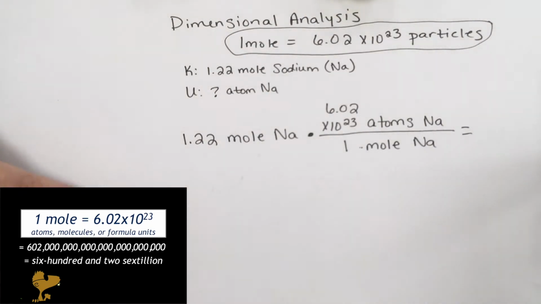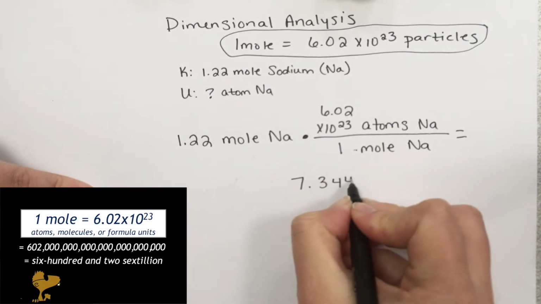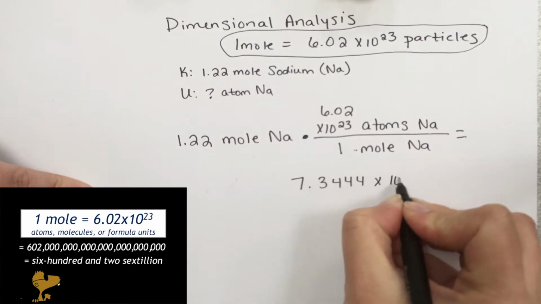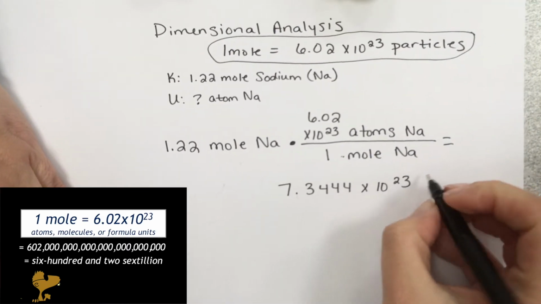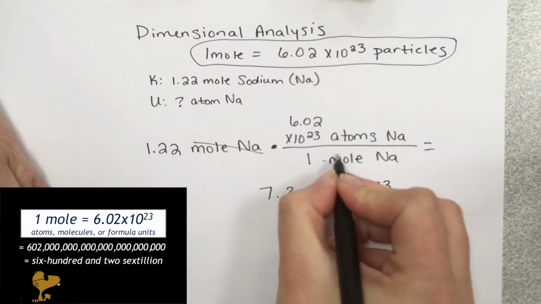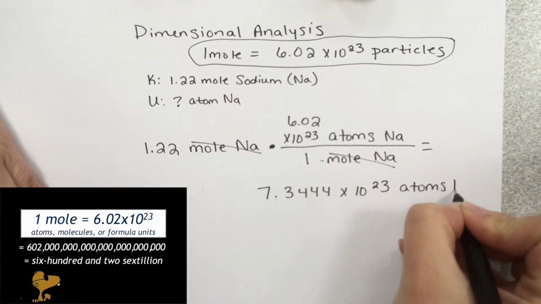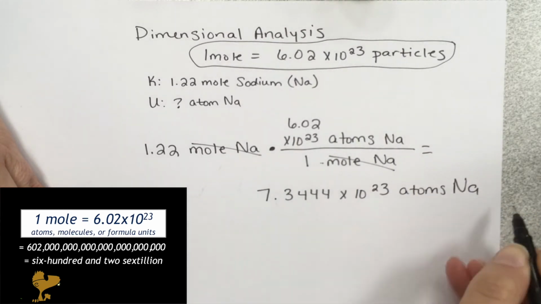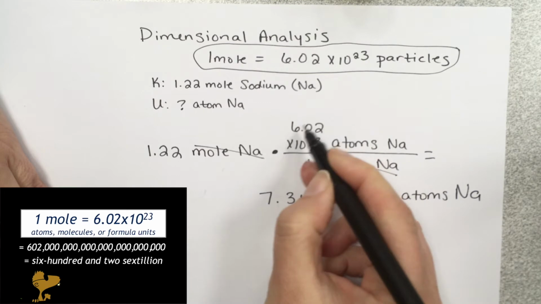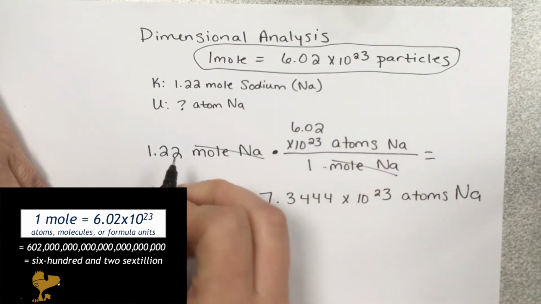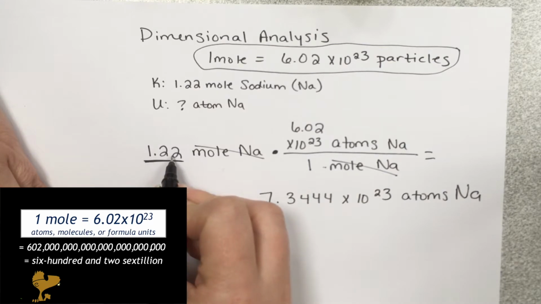So the answer, 7.3444 times 10 to the 23rd. I'm sorry, I didn't write my units. So the moles canceled, right? And so we're left with atoms of sodium. All right, so that's our answer, except we do need to check our significant figures. This is a constant, so we leave it alone. This is not. This is where we get our significant figures from. There are 3 significant figures.